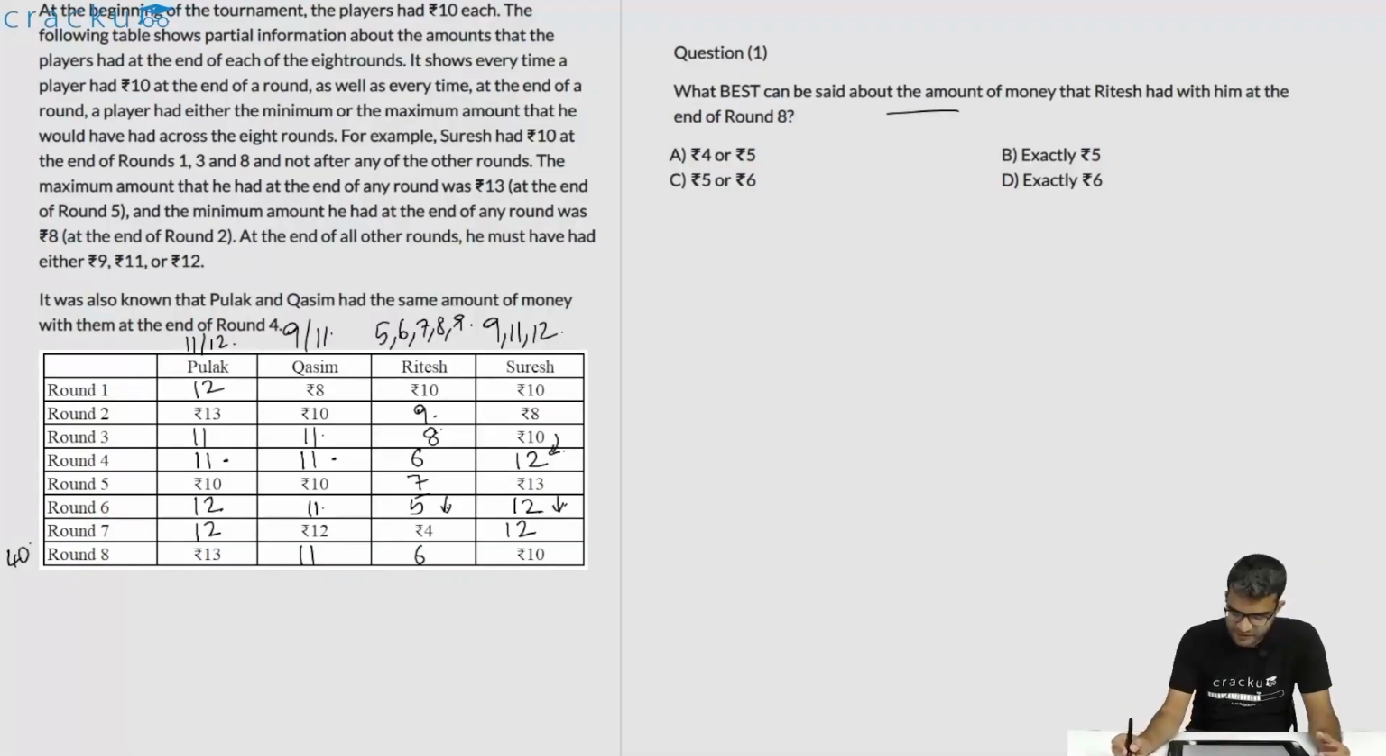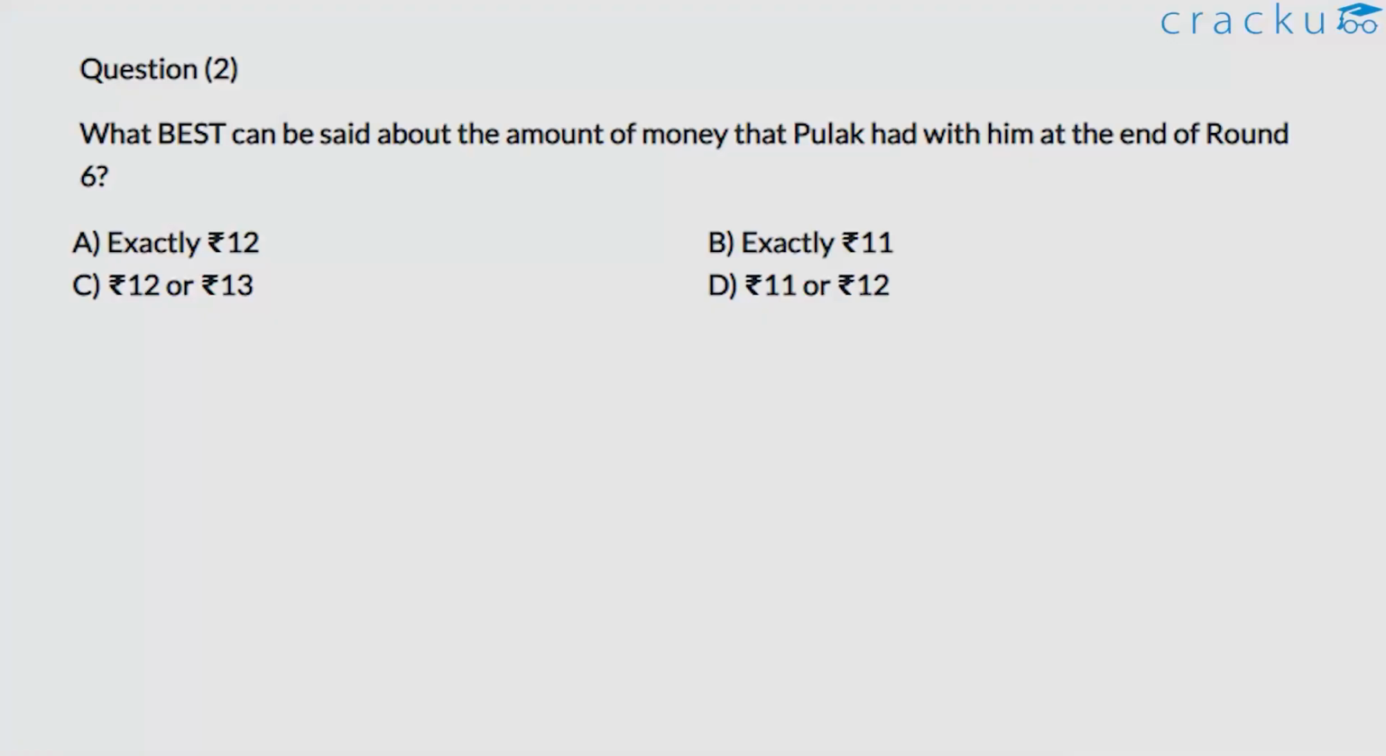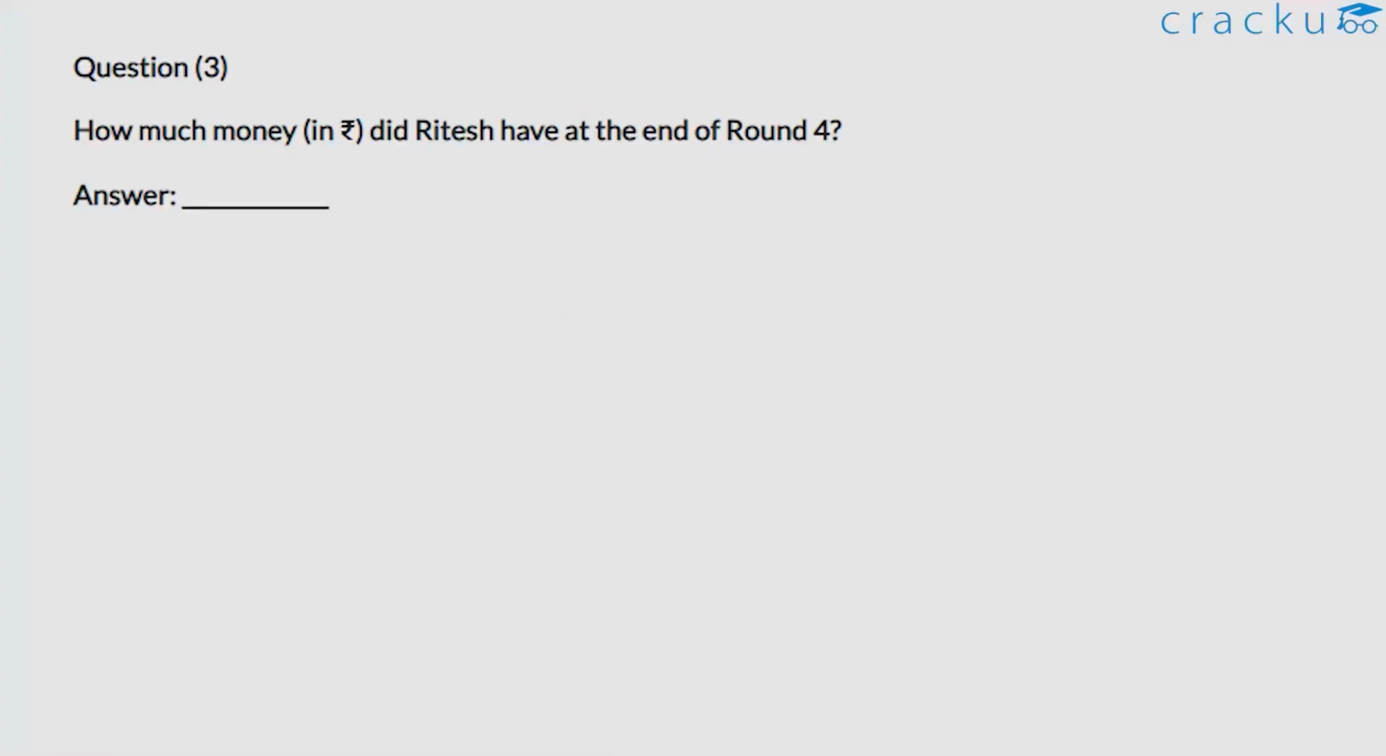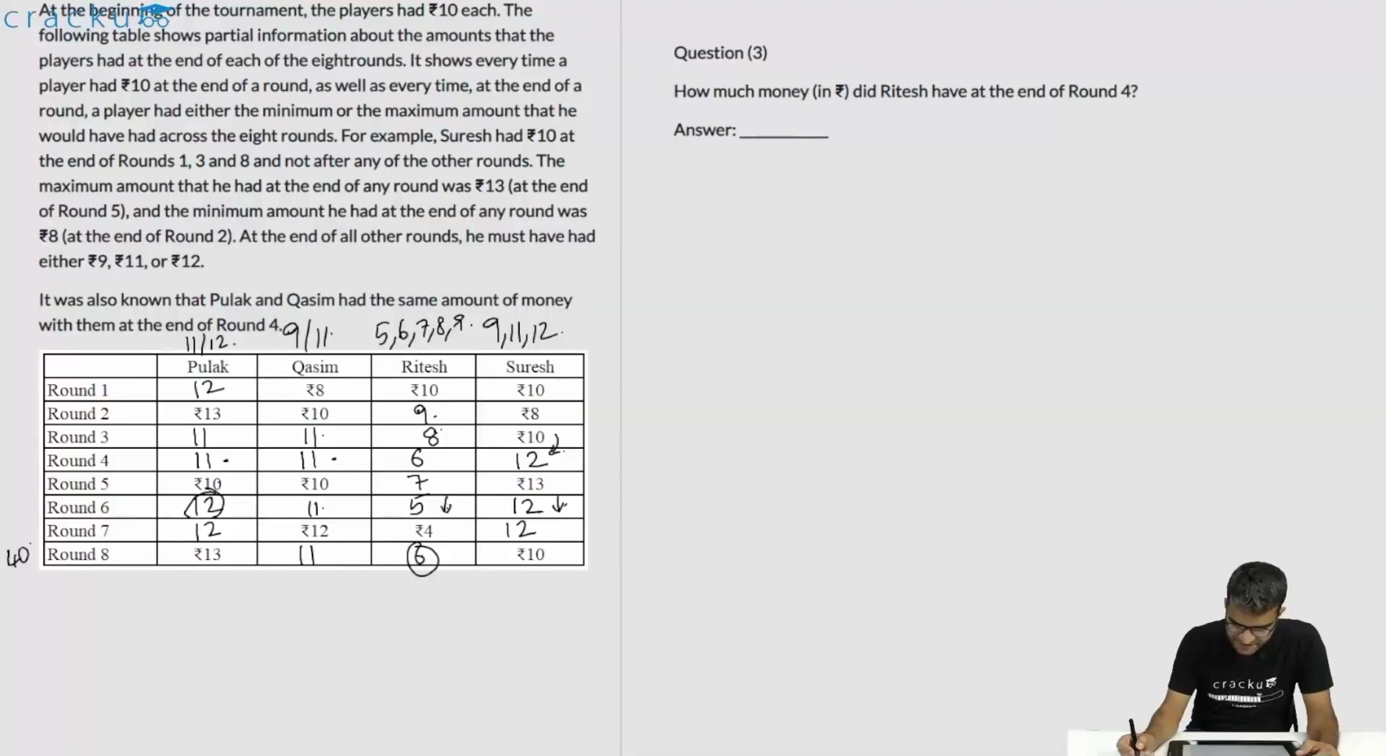What best can be said about the money that Ritesh had with him at the end of round 8? Ritesh had exactly 6 rupees. What best can be said about the money with Pulak at the end of round 6? Pulak had exactly 12 rupees. How much money did Ritesh have at the end of round 4? At the end of round 4, Ritesh had 6 rupees.